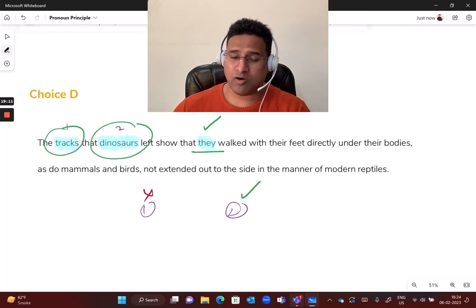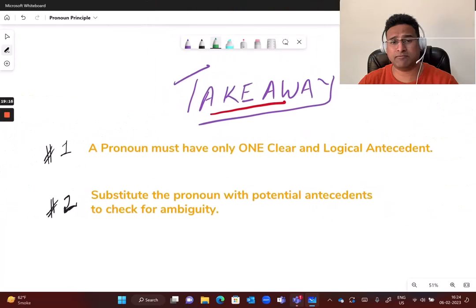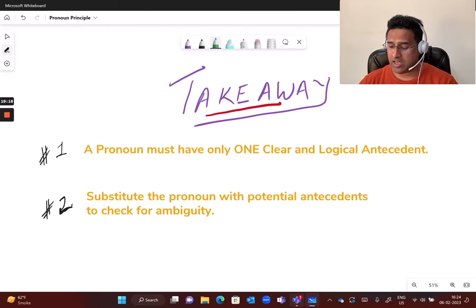I hope you see how easy it is to apply this framework. Let's quickly summarize the takeaways from today's session. A pronoun must have only 1 clear and logical antecedent. And always remember the tool or framework. All you have to do is substitute the pronoun with all the potential antecedents one by one to check for multiple interpretations, or in other words, for ambiguity.